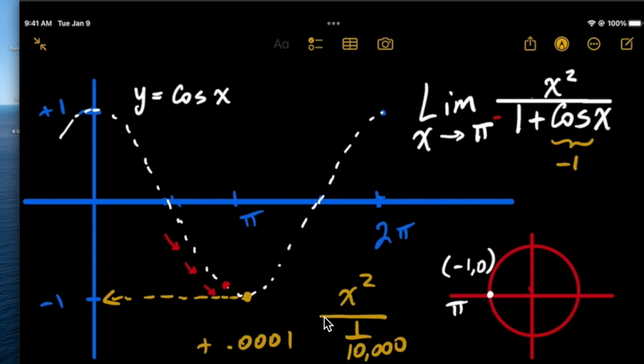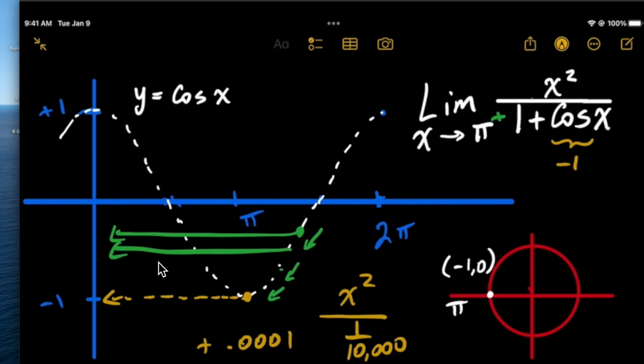Okay, now let's look at this limit coming from the other direction. And it turns out, folks, that nothing changes. Why is it that nothing changes? Because when you come from this direction, okay, we make that a positive. Look at your y values. Your y values are doing the same thing that they were doing when you were approaching from this side.